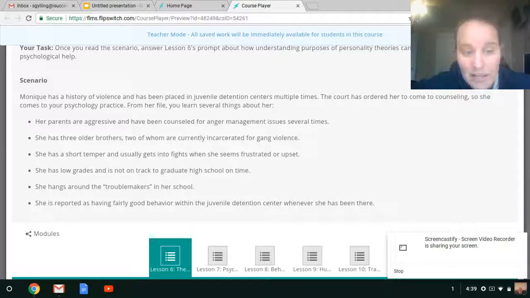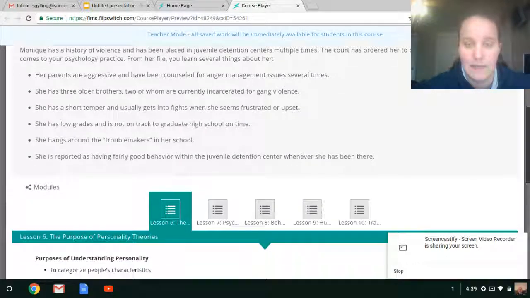First, her parents are aggressive and have been counseled for anger management issues several times. Next, she has 3 older brothers, 2 of whom are currently incarcerated for gang violence. She also has a short temper and usually gets into fights when she seems frustrated or upset. She has low grades and is not on track to graduate high school on time. She hangs around the troublemakers in her school. She is reported as having fairly good behavior within the juvenile detention center whenever she has been there.